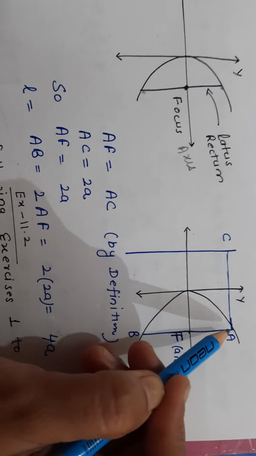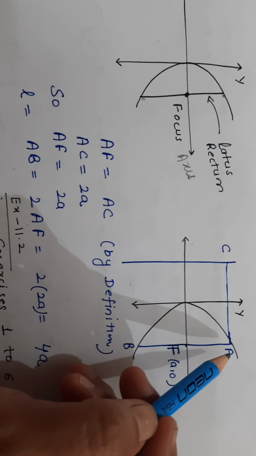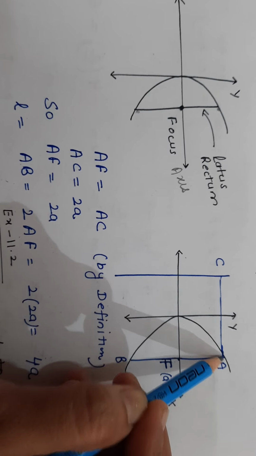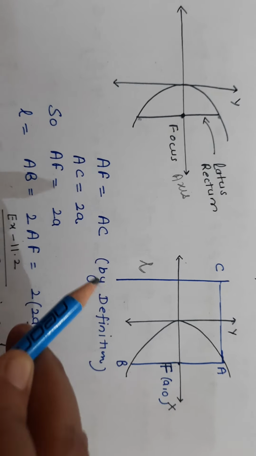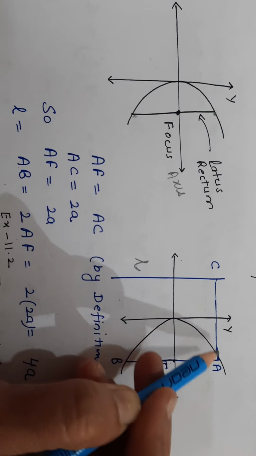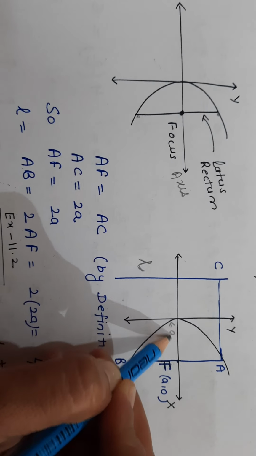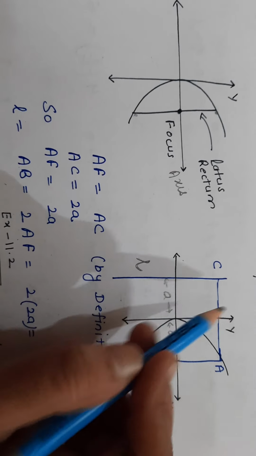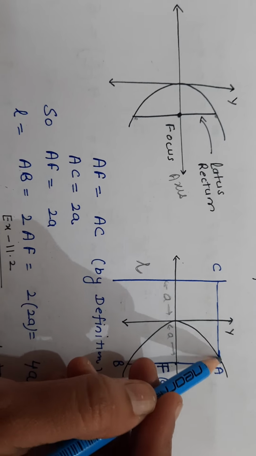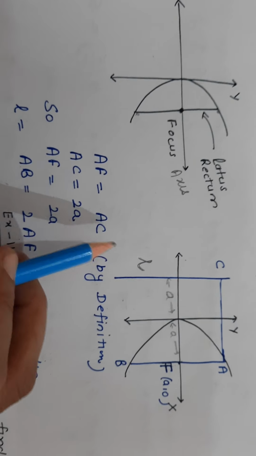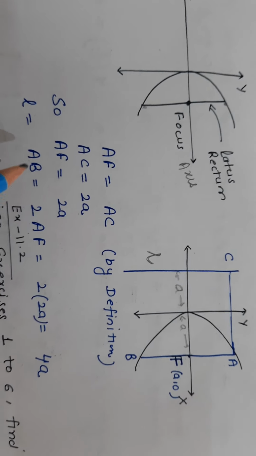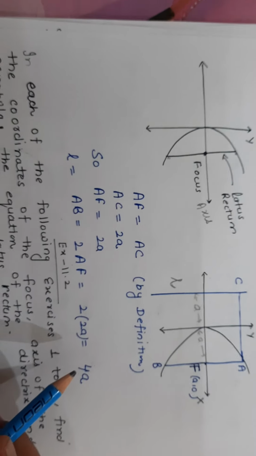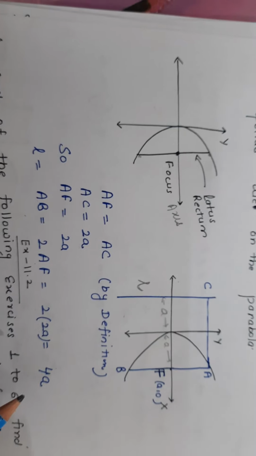Next, A is a point on the parabola. So by definition, the distance of A from the focus must be equal to the distance of A from the directrix. Clear? Now this length is a, and this is also a. That means AF must be equal to AC. AC is a plus a, so AC is 2a. So AF must also be equal to 2a. Now put the value of AF in twice AF: 2 times 2a, so the answer is 4a. In all four cases, the length of the latus rectum is equal to 4a.